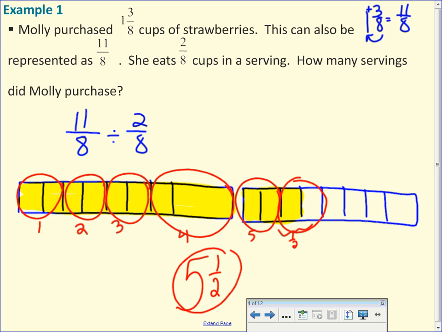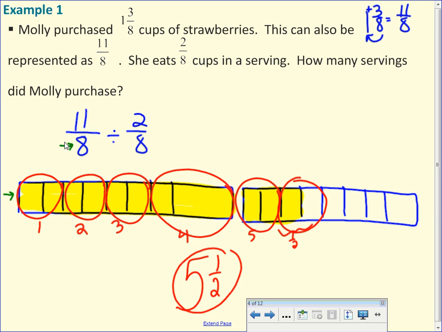So because 8 was my denominator, I drew my tape diagrams with 8 boxes. I took my whole tape diagram and divided it into 8s because 8 was my denominator. But I needed 11 of them, okay? Now let's take a look.